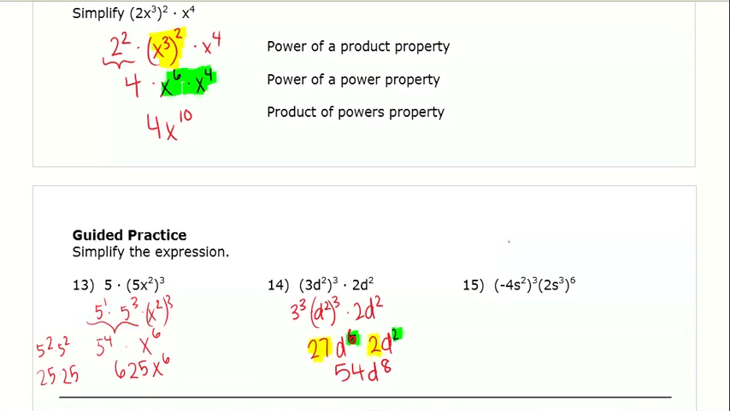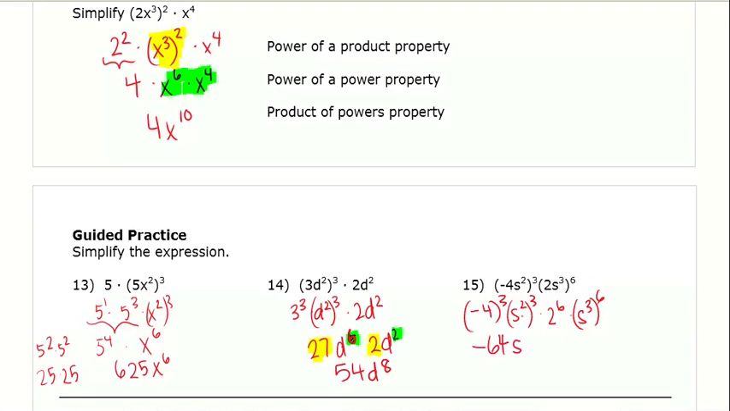And number 15, it's going to be negative 4 cubed. Notice I put it in parentheses because the negatives can get tricky. S squared cubed. This one's going to be 2 to the 6th times s cubed to the 6th. Negative 4 to the 3rd power, that's negative 4 times negative 4, which is 16. 16 times negative 4 is negative 64.